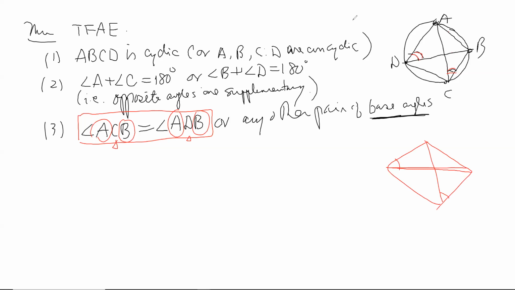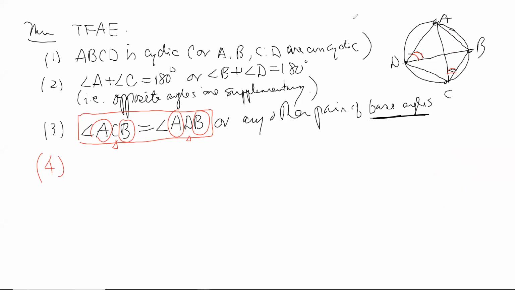Does that make sense to you? Yeah, because they intercept the same arc. Yeah. So the point is that we don't have a circle yet. But the theorem says that if these 2 angles are the same, then these 4 points must be on the same circle. And the next one is interesting.